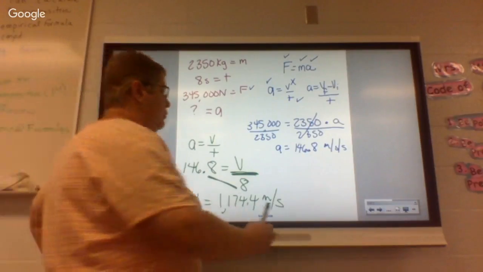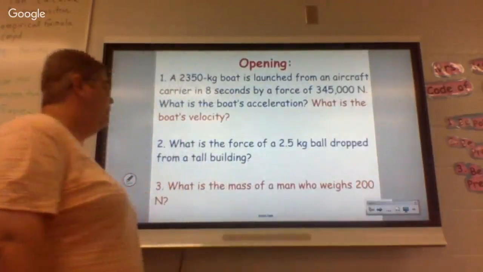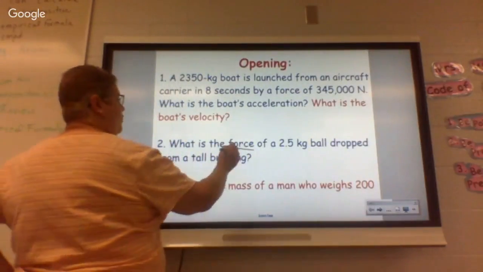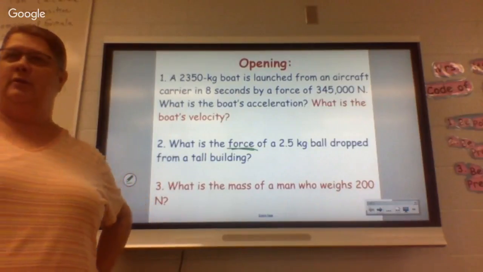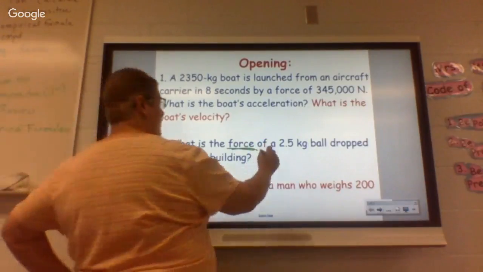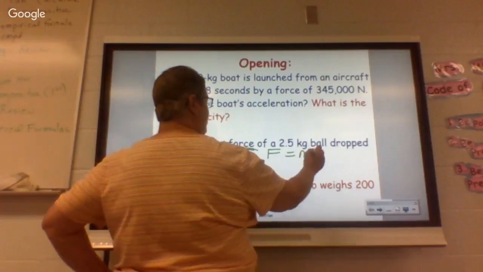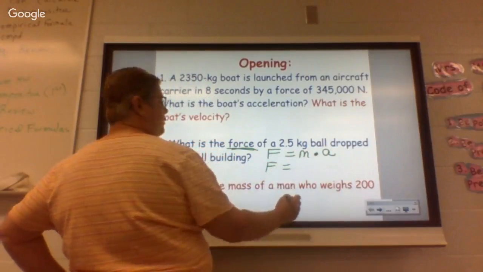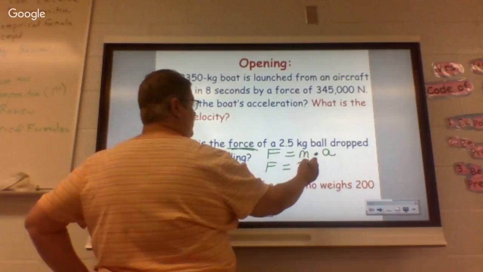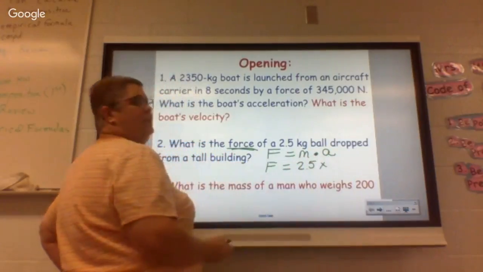All right, number 2. These two are shorter. How do you find the force if we drop something from a building? Y'all did this yesterday. Everybody should tell me how to do this. Okay, so we're using F equals mass times acceleration, right? So force equals what's the mass of this ball? And what's the acceleration if it's dropped?